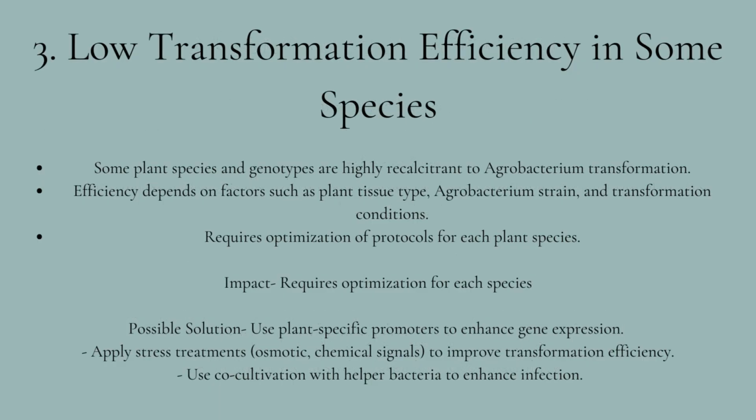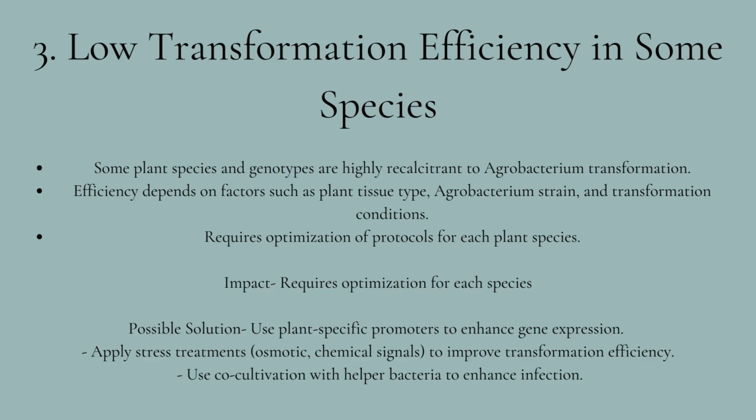The third nuance is low transformation efficiency for some species. So here the challenge is that some plant species, especially certain monocots and specific genotypes, are highly recalcitrant to Agrobacterium mediated transformation. Efficiency depends on factors like plant tissue type, bacterial strains and transformation conditions.